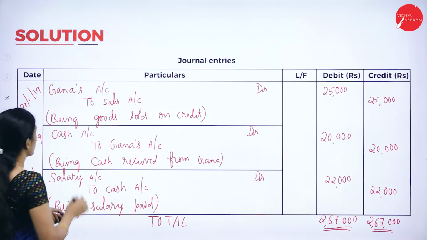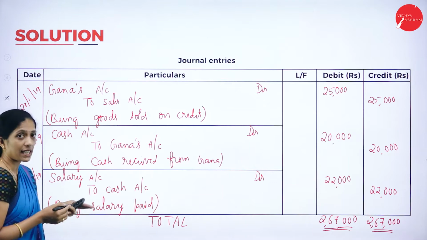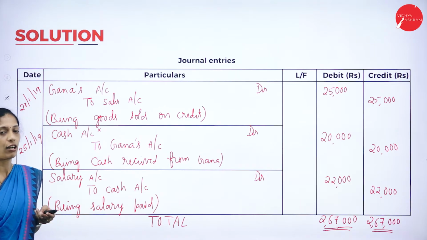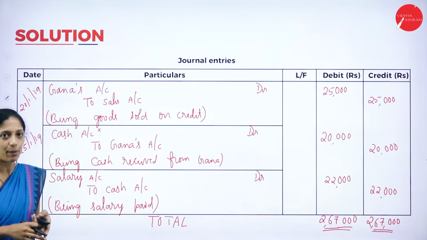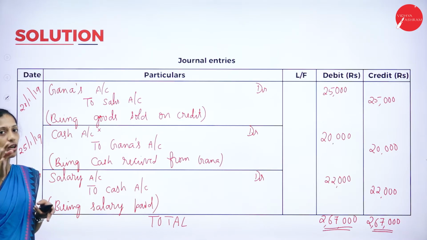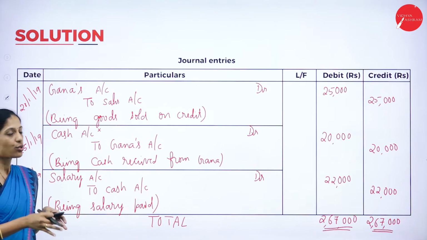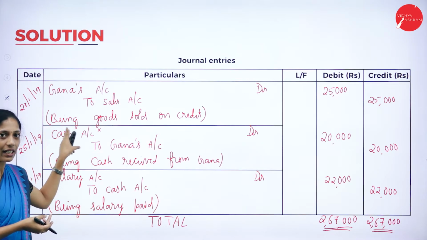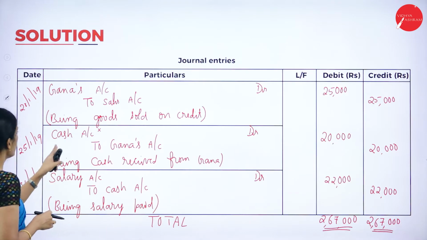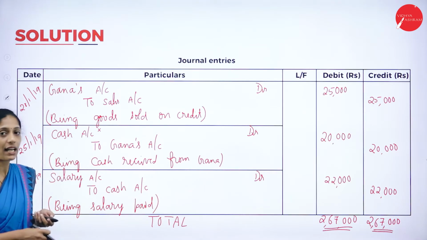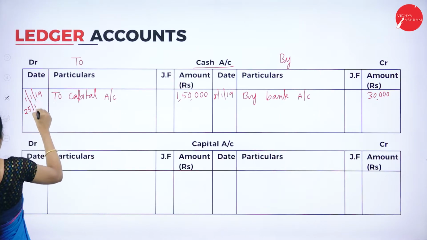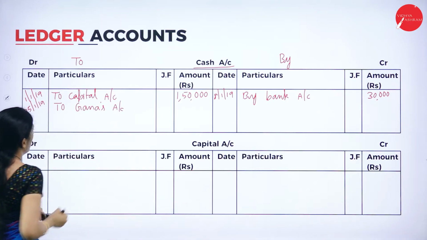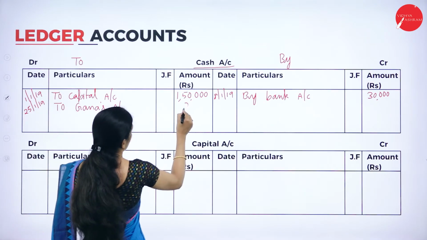In the third entry, there is no cash account. Fourth entry also, there is no cash account. Here, there is cash account. That is 25th. So leave this cash account. Remaining account is what? To Ghana's account. So to Ghana's account, where do we record? In the debit side. Everything that starts with 'by' we will record in the credit side. Everything that starts with 'to' will be recorded in the debit side. So 25th/1/2019 to Ghana's account. And what is the amount? Amount is 20,000.